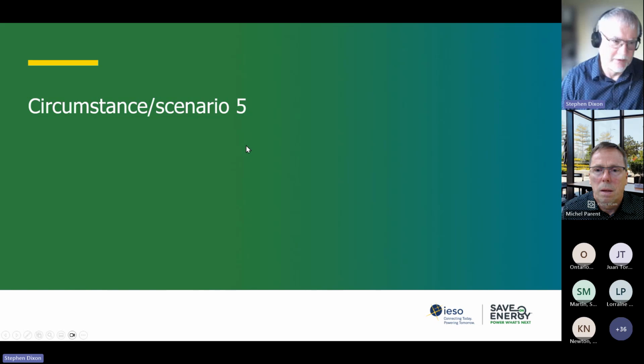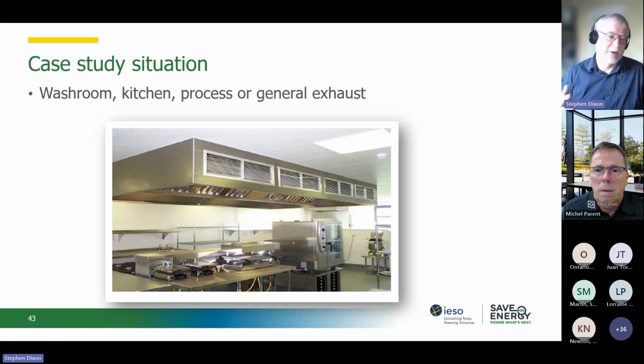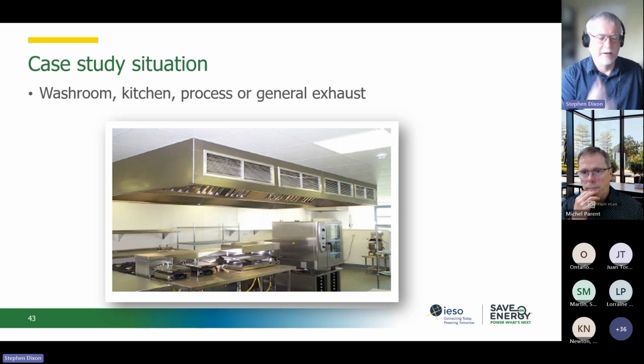So I'm going to finish off with an interesting one. It's a pretty simple system in a sense. It's a situation where you have exhaust, say, from a kitchen or some process, or even general exhaust. But we're going to focus in this example on a kitchen. And one of the big opportunities in this type of circumstance is applying what we call demand control ventilation. That is changing the ventilation rate depending on what's required.